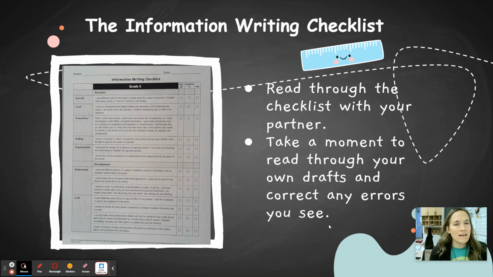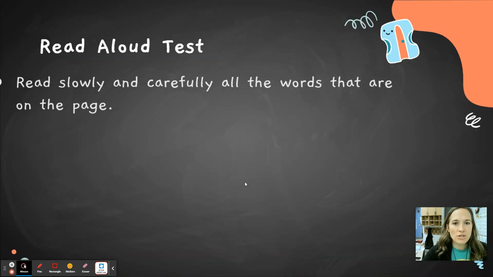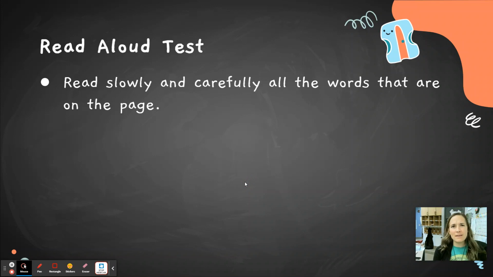So it gives you just one last chance to go, oh, I did forget this, or oh, I need to remember that. So just to make sure that you're very happy with your draft before someone else gets to read it, and now you're ready to get to work. So just like last time, you are kind of doing a read aloud test. Reading your essay out loud is going to help you find those mistakes where you skipped a word or you said something twice. Things like that happen all the time. And so the way to find that is to read your text out loud.